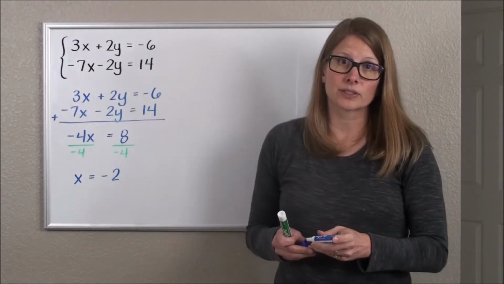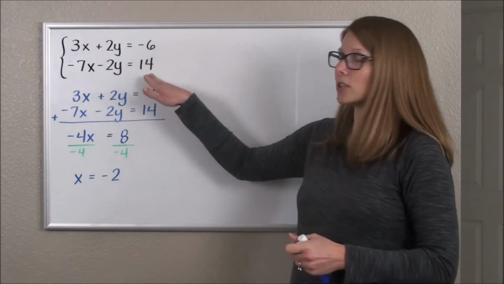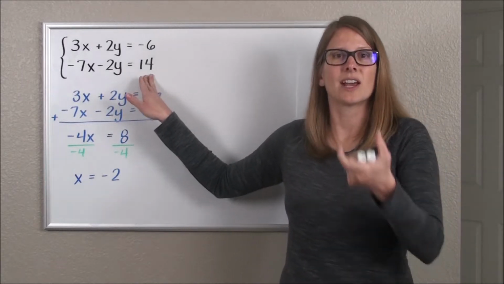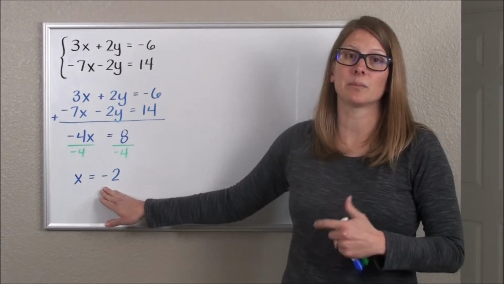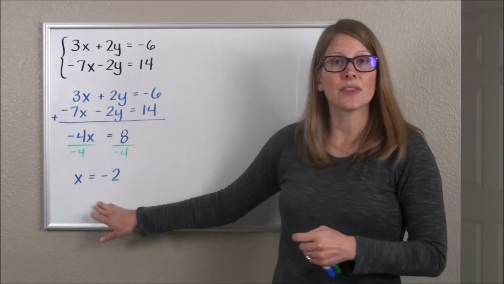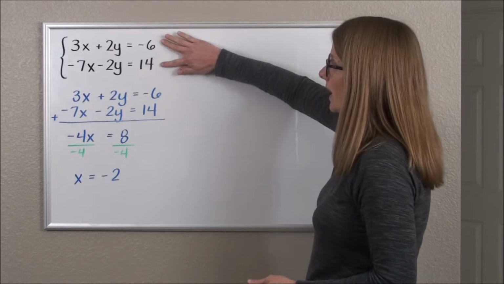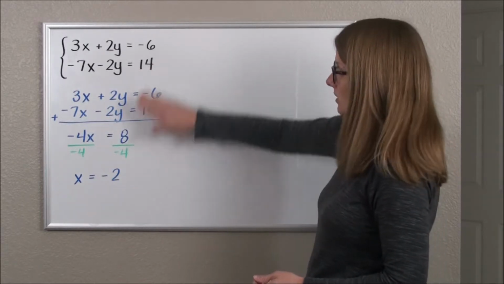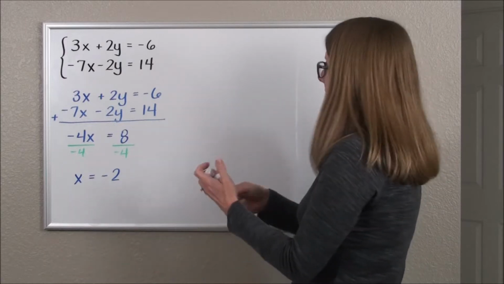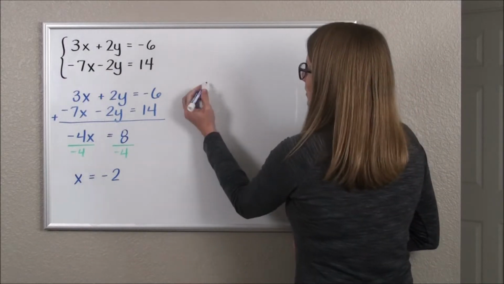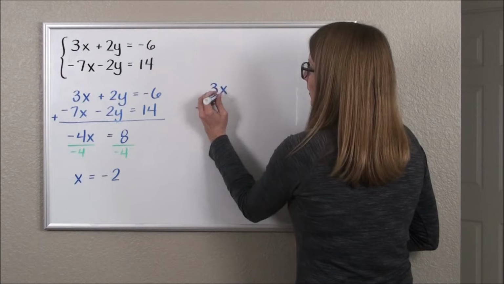Now, of course, that's not the solution to the system, because the solution should be the point, which has two coordinates, the point of intersection. So I need not only an x coordinate, but also a y coordinate. So to get that last part, what I will do is choose either one of the original equations to plug this x value into. I can pick either one. In this case, I might pick the top equation since the numbers are a little bit smaller.